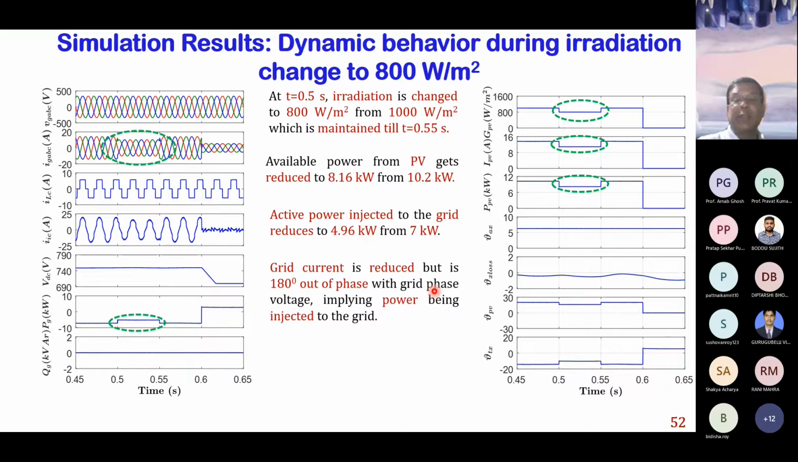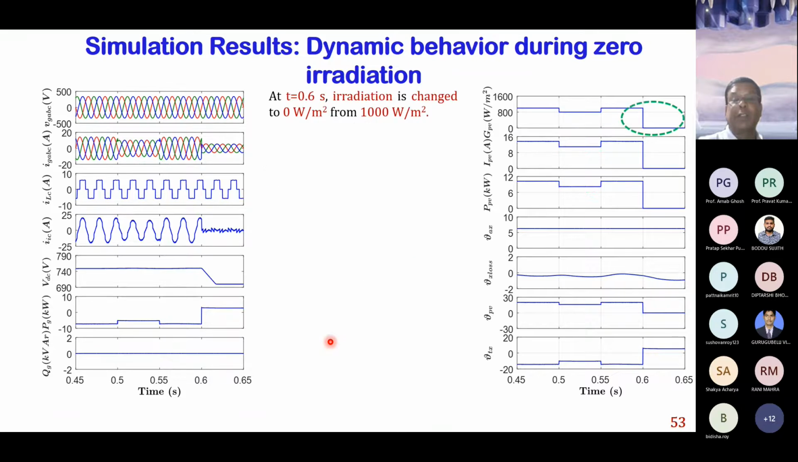And grid current is reduced, but is 180 degree out of phase here, implying the power is being injected to the grid, and the grid reactive power is 0, indicating unit power factor operation.